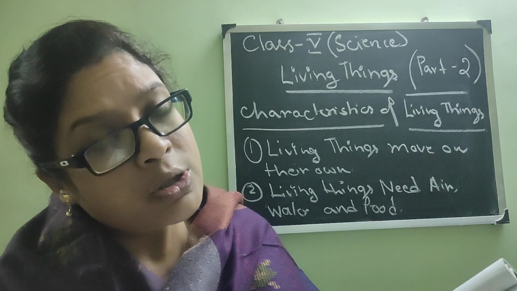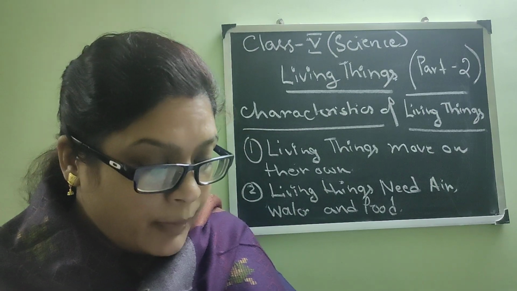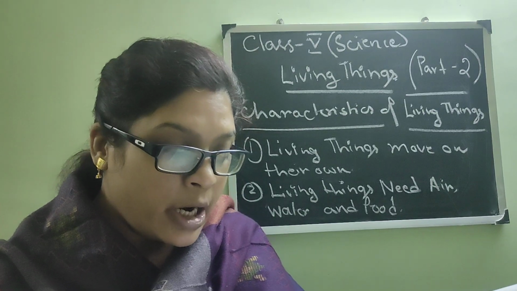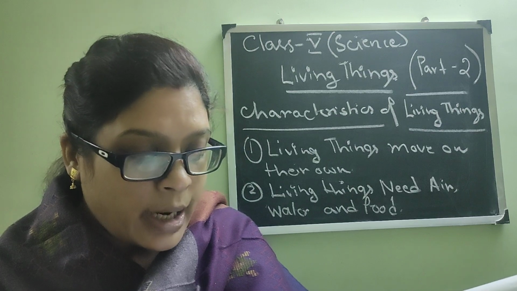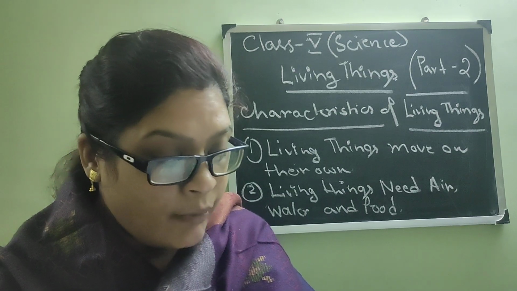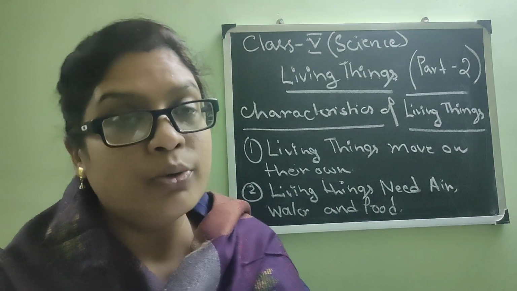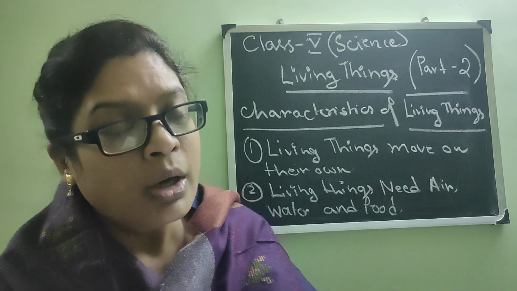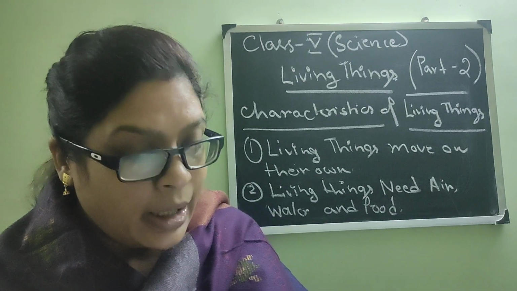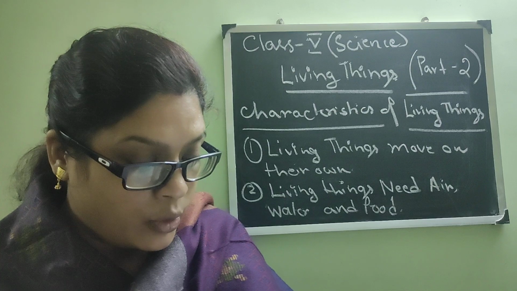And food also, without food we cannot live. Living things need air, water, and food to live. If they do not get these, they will die. Non-living things do not need this. We obviously know that non-living things don't need any type of such food.